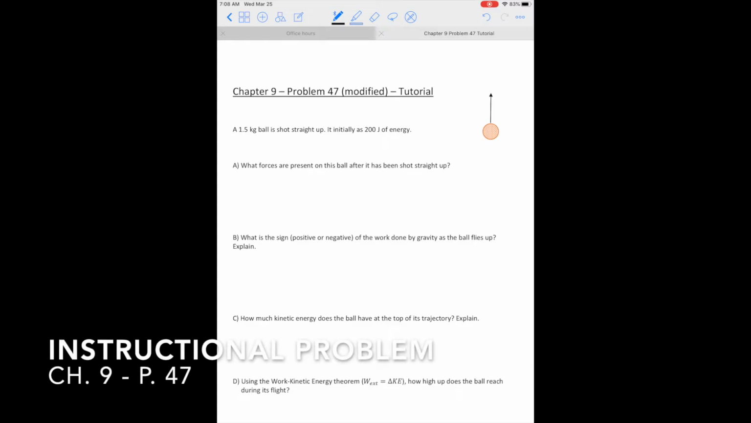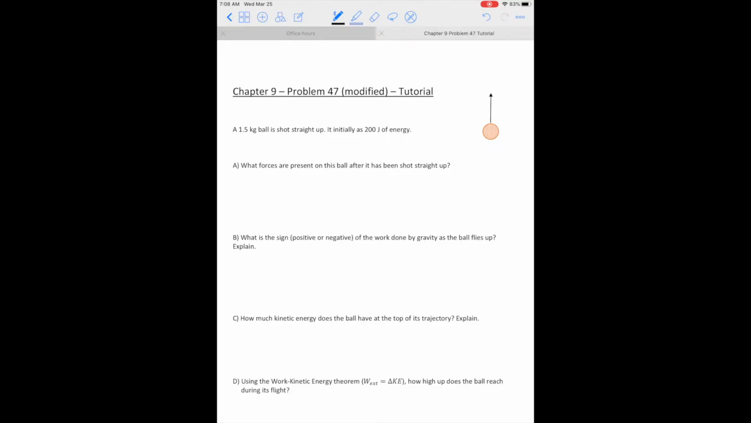Hello, hello, hello. So we are going through one of these instructional problems today. This is number 47 from chapter 9. I've modified this a little bit. You can always look at the original, though, in the back of the chapter. So we have a 1.5 kilogram ball that is shot straight up. It's initially with 200 joules of energy.